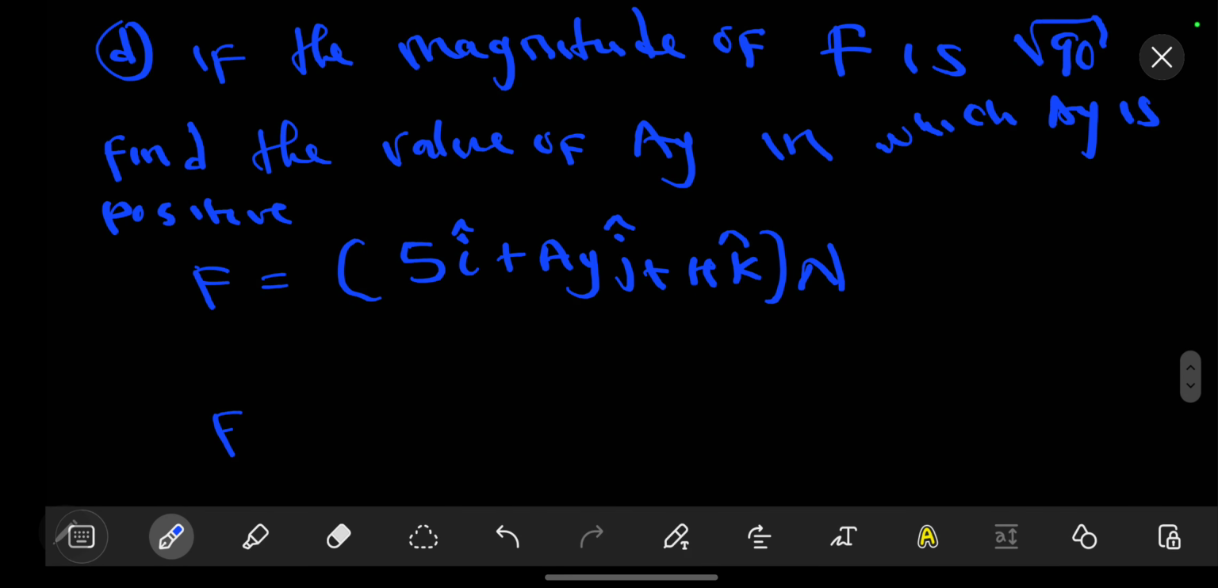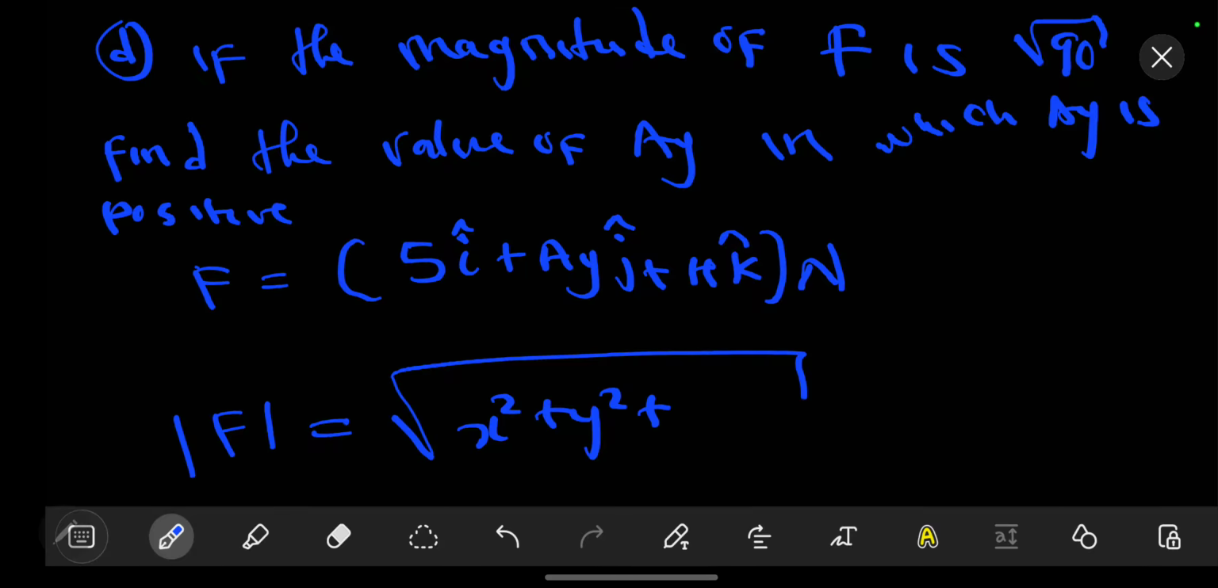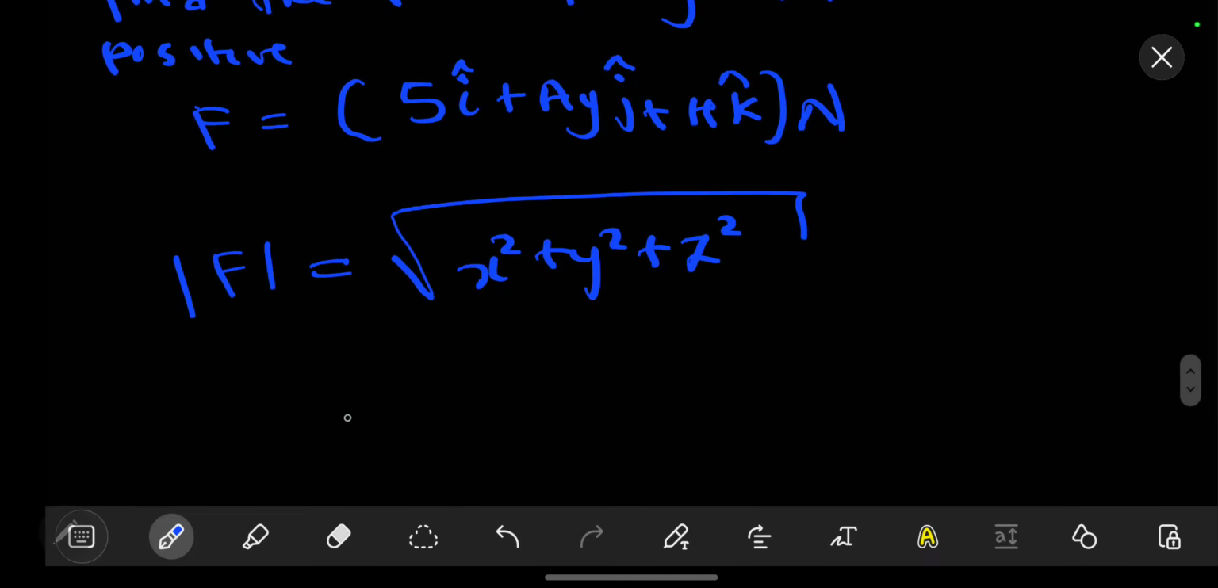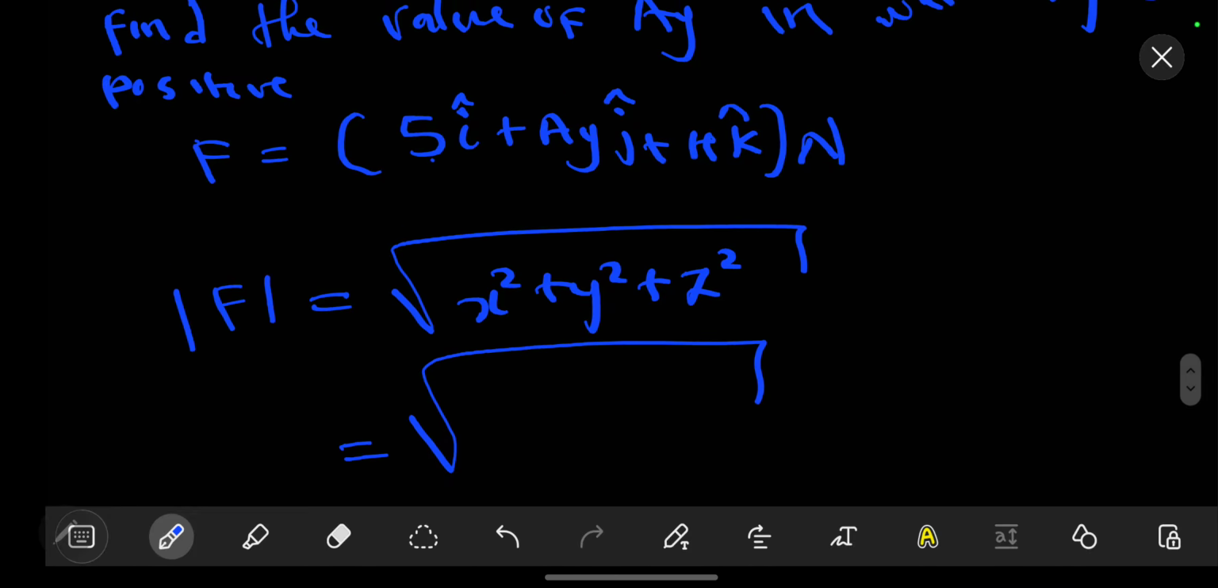Since they have given us the magnitude, we are going to use the size formula or magnitude formula, which is the square root of x squared plus y squared plus z squared. So this should be equal to the square root of, what's our x? Our x is the one with i, which will be 5 squared, plus our y is the one with j, so we are going to have ay squared. Then our z is the one attached to k, which will be 4 squared.